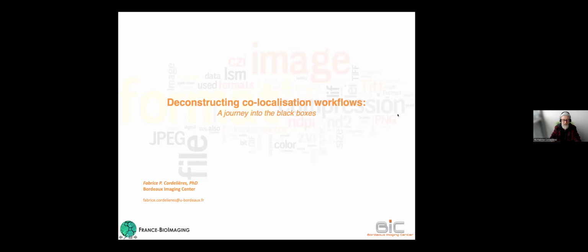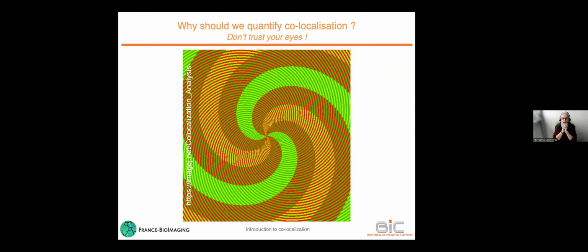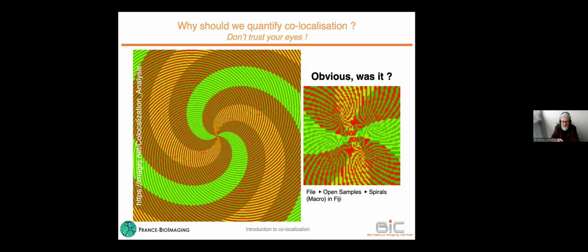Perfect. So let's have a look into this black box that we call colocalization. And why should we quantify colocalization? Because our eyes are sufficient? Look at this nice picture extracted from the ImageJ website. You see yellowish patterns. And of course, wherever you've got yellow, you've got colocalization. Do you all agree on that?